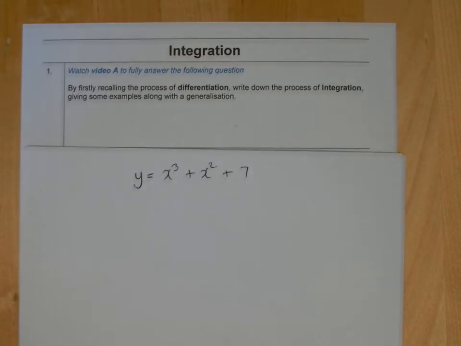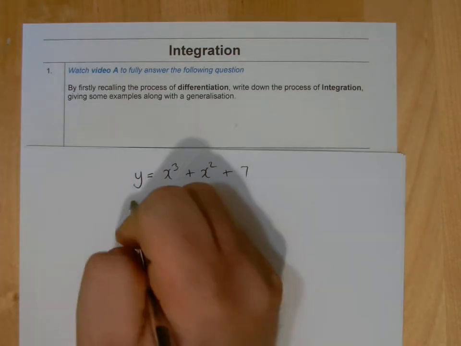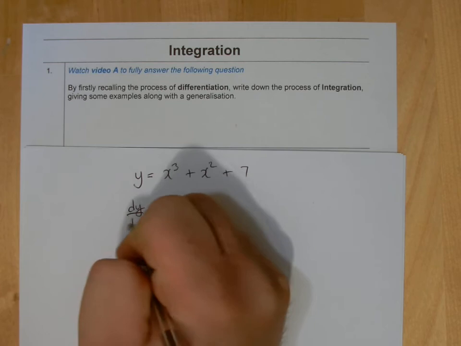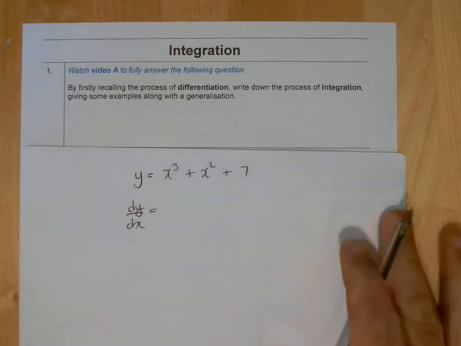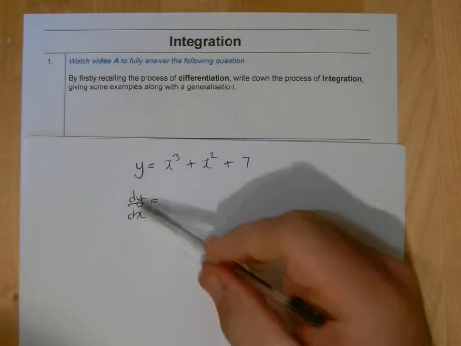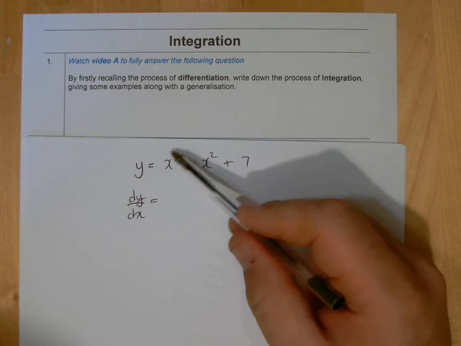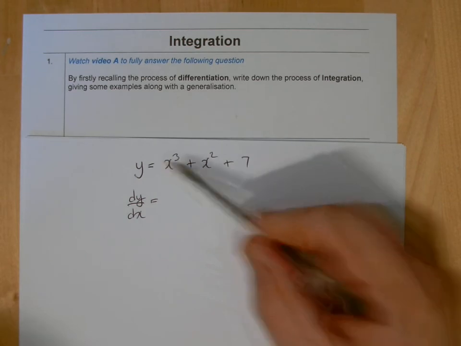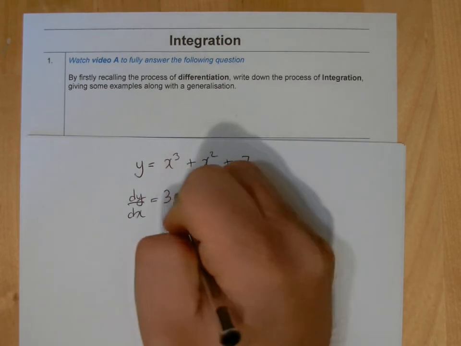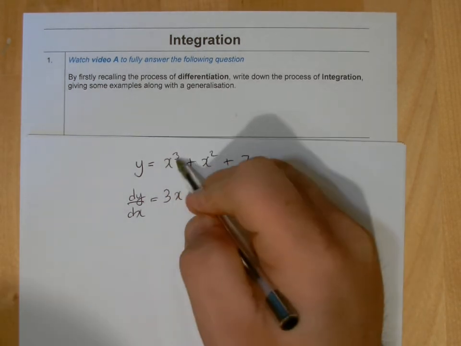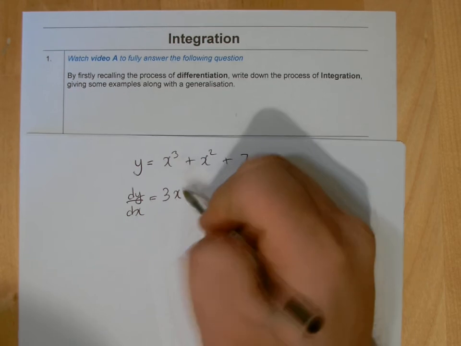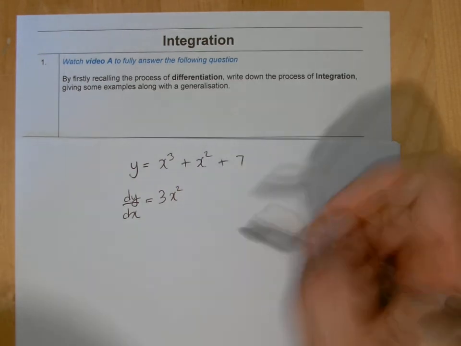All right, if you recall, suppose I've got a curve such as y equals x cubed plus x squared plus 7, and I want to differentiate it. Remember, when you differentiate it, you get dy by dx. You bring the power down in front and times, so it'll be 3x, and then you take away 1 from that power, so you get squared there. We remember that, don't we?